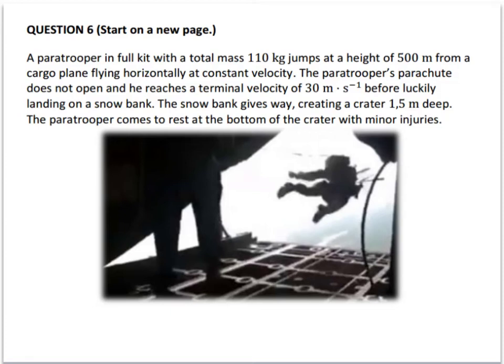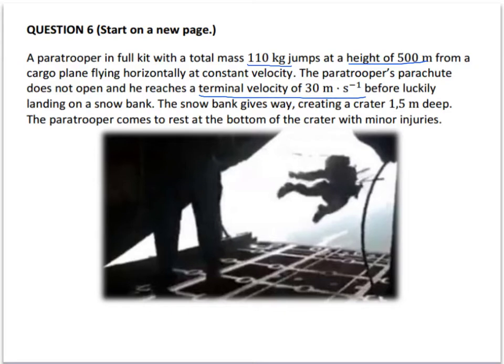Question 6 can both be thought of as a vertical projectile motion problem as well as an energy problem. We have a paratrooper with a mass of 110 kilograms jumping from a height of 500 meters. This is enough information to give us the gravitational potential energy. He eventually hits the ground with a terminal velocity of 30 meters per second. This is enough information to give us his kinetic energy when he hits the ground.